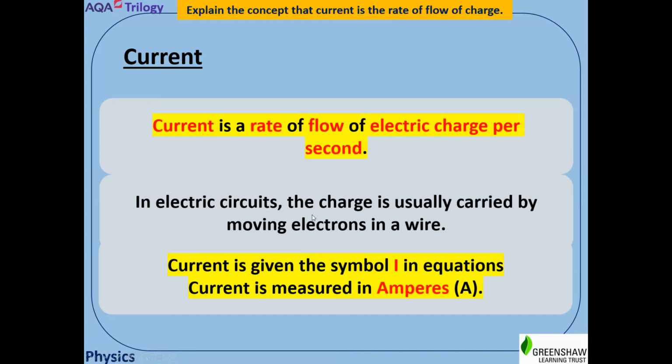This is carried by electrons in the wire. So think back to the chemistry unit on bonding. Remember our metallic bonding where we had the positive metal ions with the free flowing electrons. It is those electrons that are moving within the wire that are moving the charge around the circuit. When we talk about current in an equation, we use the symbol I, and it is measured in amps, and we use A to represent that.